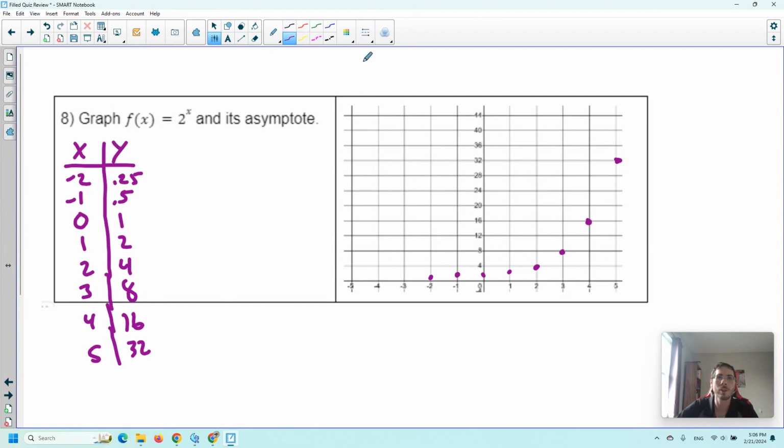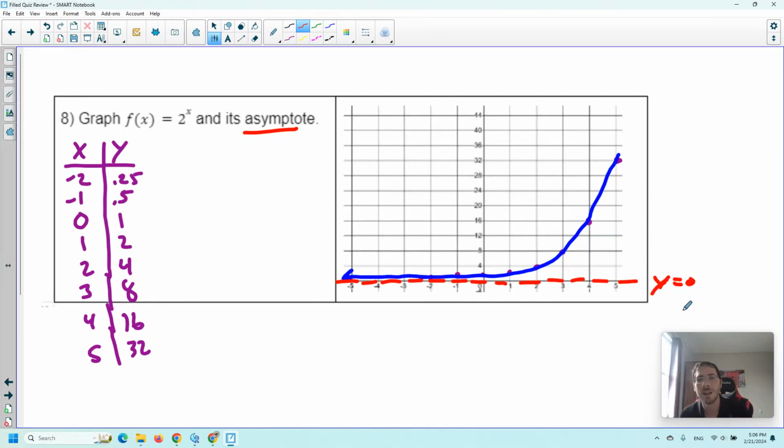So if we graph it, we just want to connect those with a nice little swooping curve, as best I can. We're going to want this to keep going all the way out, being very careful to not get past the asymptote, because it says to also graph the asymptote. And so remember, the asymptote is always this line. Well, not always, but almost always for what we're doing, this line, y equals 0. So y equals 0 is nearly always the asymptote. So that's what we get for our nice little graph there.